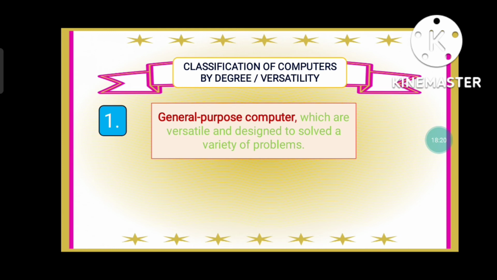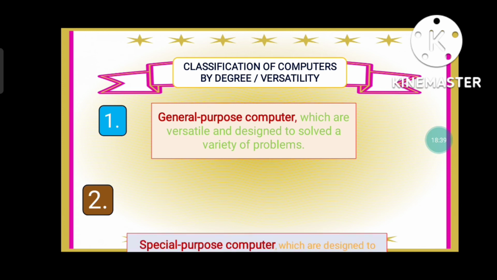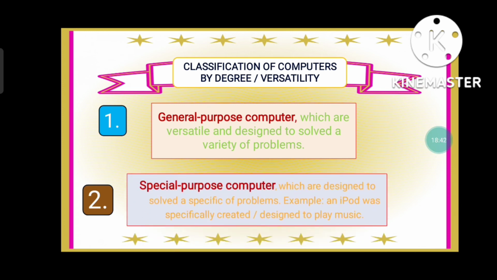Still, it has versatility and is useful for serving people's basic needs at home or in the workplace. For example, desktops, laptops, smartphones, and tablets are used on a daily basis for general purposes. So now we have the second classification of computers by degree or versatility or purpose, the special purpose computer.